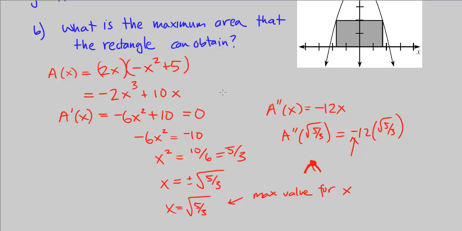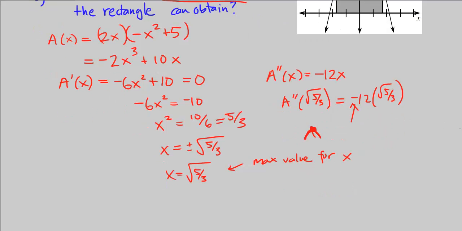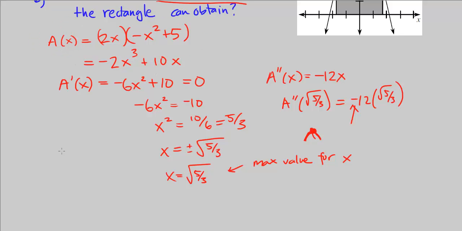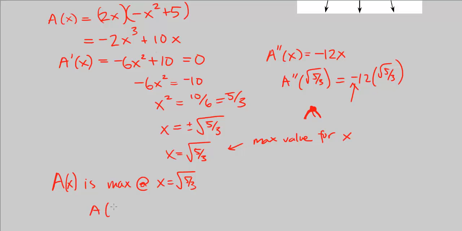for x. So what is the maximum area? Well, we got to plug this x back into the area function. So A of x is maximum at x is equal to square root of 5 over 3. So A of square root of 5 over 3 is equal to 2 times x, so it's 2 times square root of 5 over 3. Oops, the whole thing is under the square root. Times negative x squared, negative square root of 5 over 3 squared plus 5.